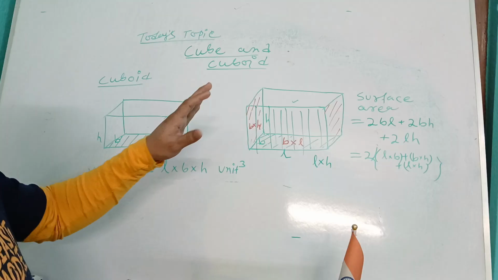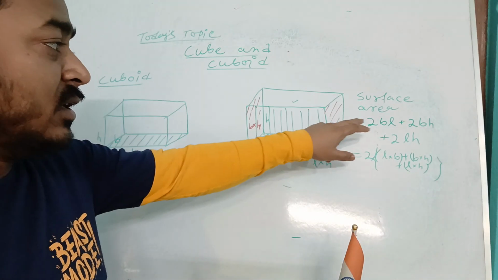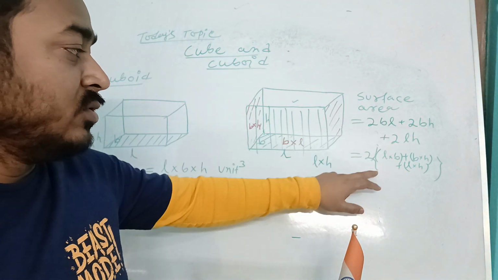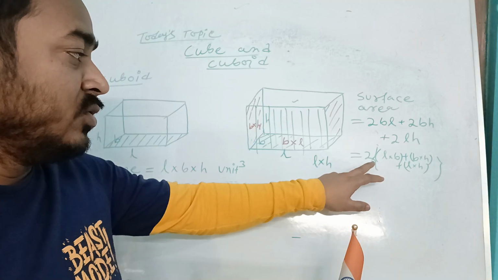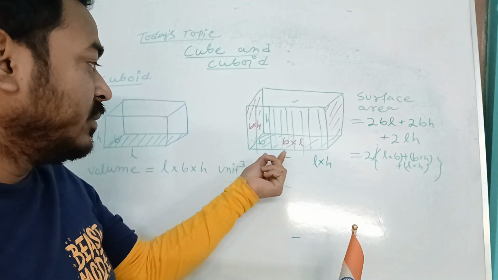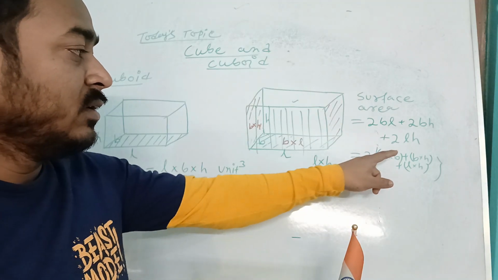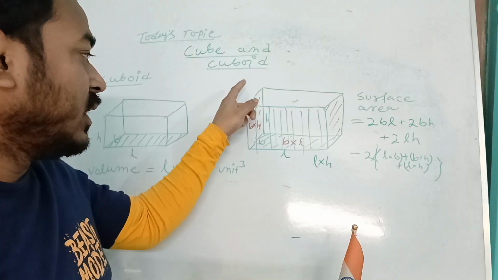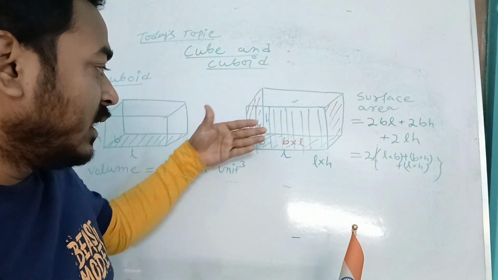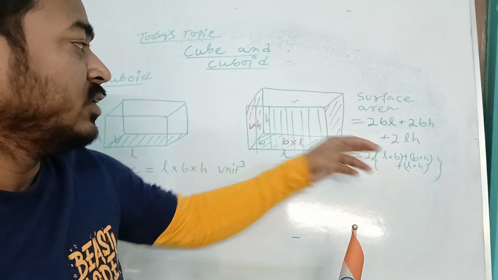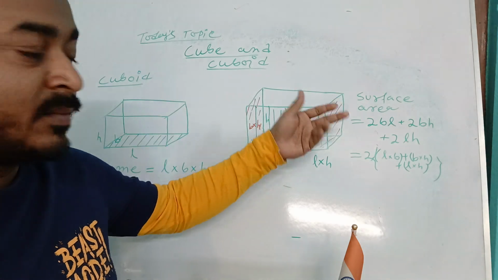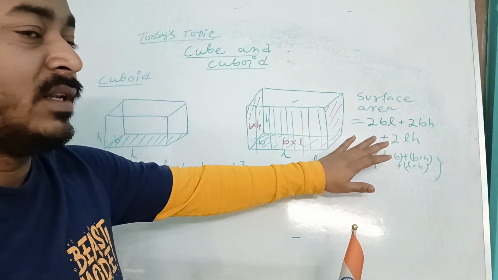So what is the formula to find the total surface area? 2 into length into breadth, 2LB, LB means length into breadth. Then breadth into height, 2 surfaces. And length into height, again 2 surfaces. So this is the total surface area.